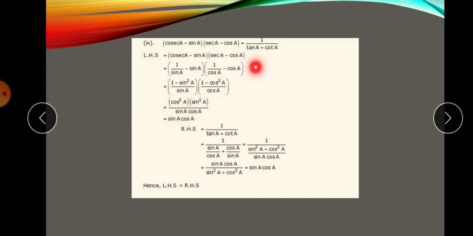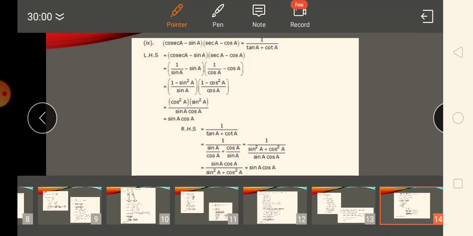So one sin cancels, one cos cancels, we get sin A cos A. Now 1 by (tan A plus cot A). Whenever the denominator has a binomial, you can rationalize, or you can convert tan into sin A by cos A, cot into cos A by sin A. Then take LCM: (sin square A plus cos square A) by sin A cos A. Then take the reciprocal, giving sin A cos A. This is 1. So here LHS will be equal to RHS.